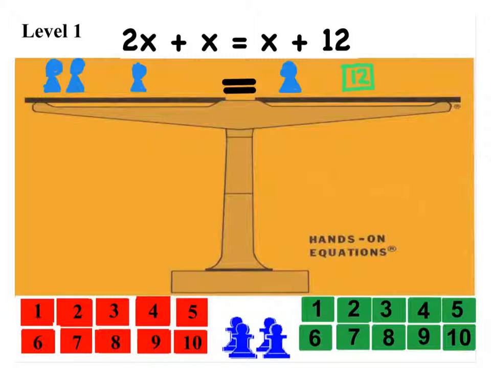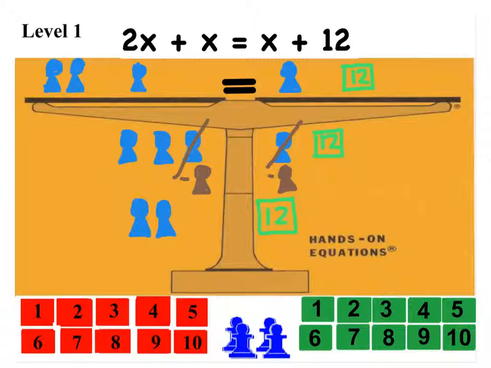The first thing I want to do is recognize that instead of thinking of the first side as 2x and x, I can think of it as 3 total x's. So I have 3 x's on one side and 1 x on the other side. Before I can do any inverse operations, I need to get all of my x's on one side. So what I'm going to do is subtract 1x from this side and 1x from the other side. If I'm subtracting an x from this side and subtracting an x from this side, I'm keeping my scale balanced. So what that means is left over, I will have 2 x's on one side and 12 on the other.